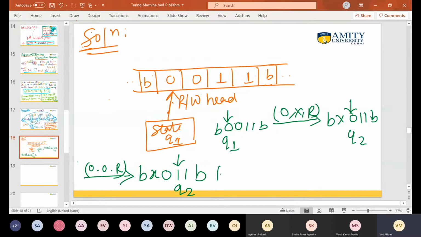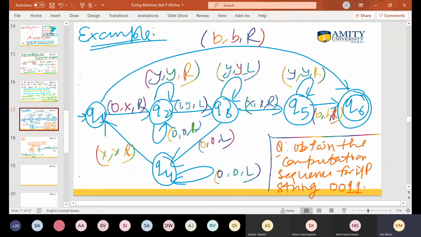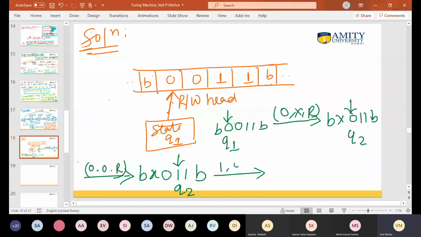So now check for Q2 1. Which one will you follow? Do you have any Q2 1? Yeah, 1YL. So you will write here 1YL. It means 1 is becoming Y now, isn't it?